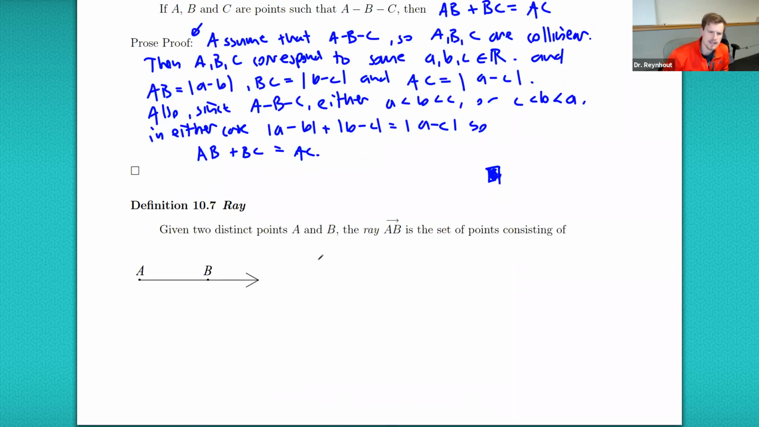All right, so we've talked about line segment, we're going to build up to ray now. Given two distinct points, A and B, the ray AB is the set of points consisting of the line segment AB and all points P such that B is between A and P.